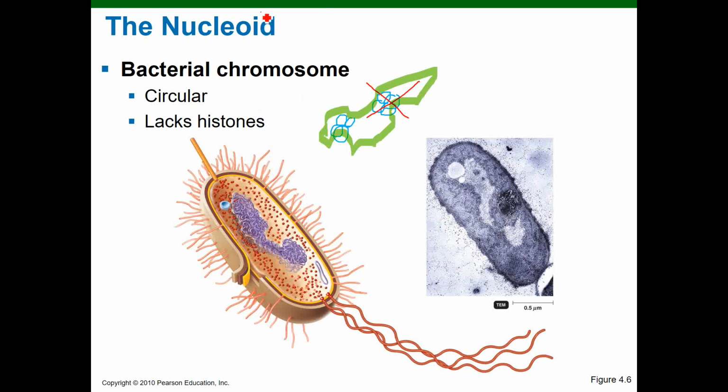Where they're plopping it in the cell, it's not a nucleus, it's a nucleus type area, so we call that a nucleoid. But again, there's no nuclear envelope that separates that genetic material from the rest of the cytoplasm.